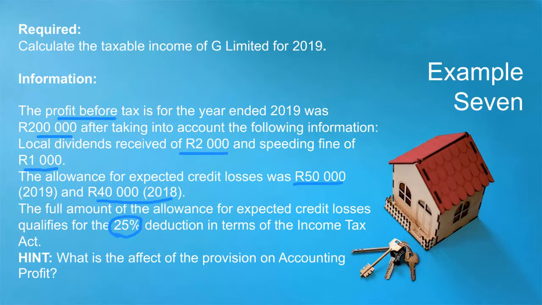So let's just repeat it. In calculating accounting profit, we would take the movement of the expected credit loss to accounting profit. This has got nothing to do with tax. So far, we're not talking about tax. What is the movement? In the current year, in 2019, the movement is 10,000 rand. So what would have happened? We would have decreased profit by 10,000 rand. Okay. So the first step in dealing with credit losses is we need to remove the effect of that decrease. How do we remove the effect? We add it back.